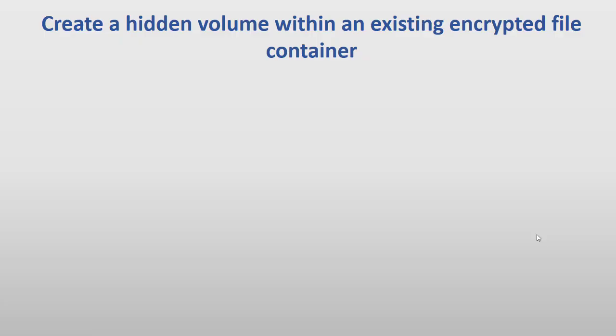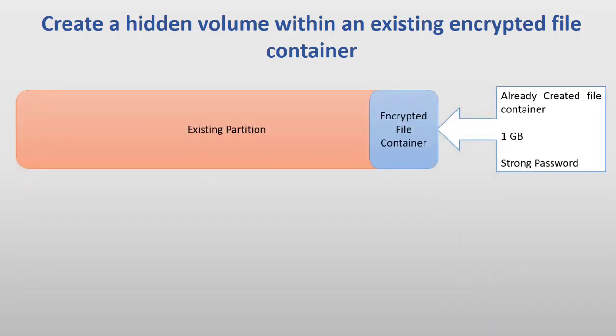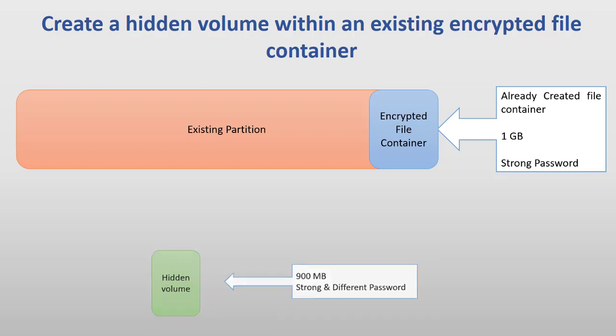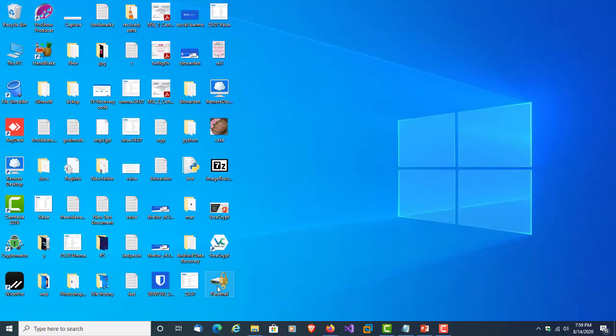Next we are going to create a hidden volume within an existing encrypted file container. To do this you should already have a created file container. Within that container we are going to create a hidden volume with a different and strong password like this. I am going to create a hidden volume within my existing personal encrypted file container. Follow the steps to create it.